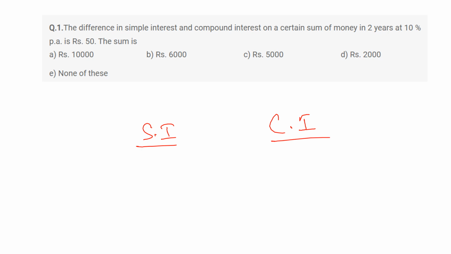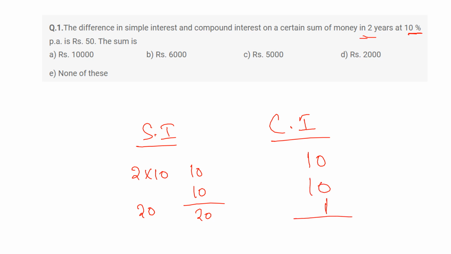What we are doing? 2 years of time, 10% per annum. What we are doing? 2 into 10. What is the value here? 20, which means 10, 10, total 20. But in compound interest, first year it should be 10 only. Second year 10 plus 10% of 10. 10% means 1. 21%. Here simple interest is 20%, but compound interest should be 21% for 2 years.